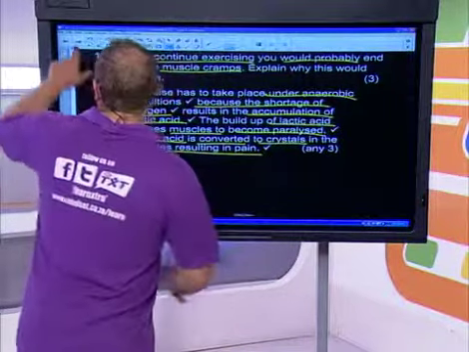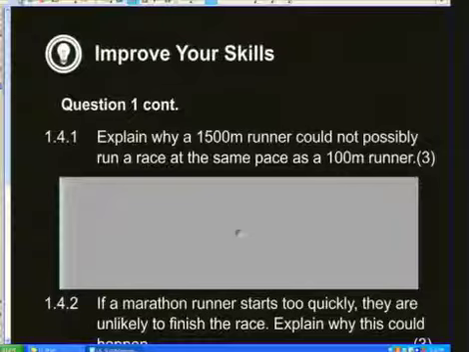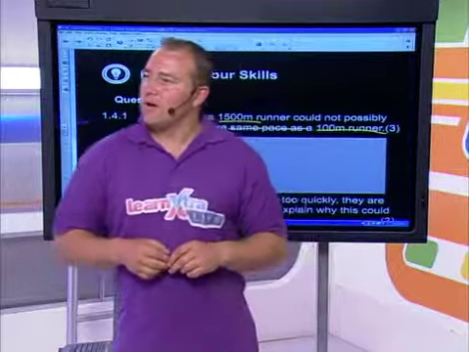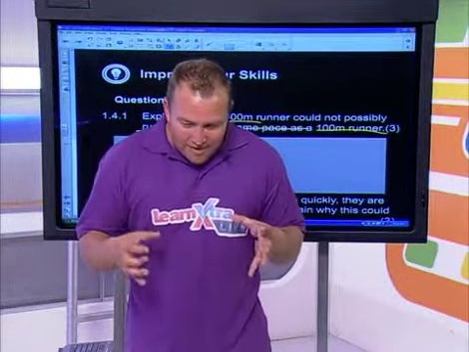Now, if I have a look at the next question, explain why. This is always good with athletics. Explain why a 1,500 meter runner could not possibly run a race at the same pace as a 100 meter sprinter. Why can't they do that? Why can't a 1,500 meter runner sprint 4 times around the field at the same pace that 100 meters sprints? Because they're not trained to do it.